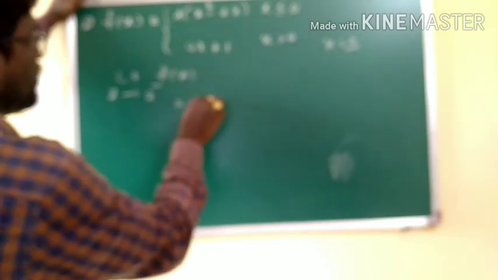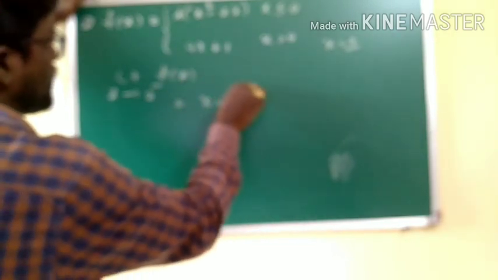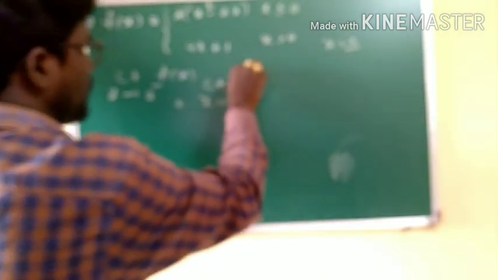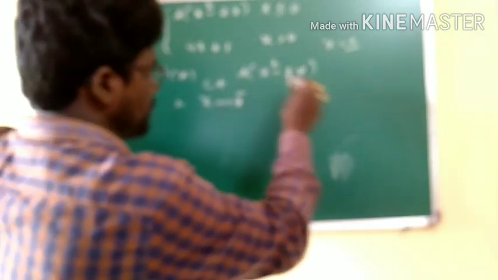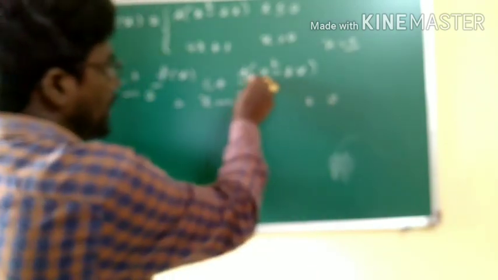Continuous at x equal to 0. The left hand limit is the limit as x tends to 0 minus of f of x. For 0 minus, the applicable function is lambda x squared minus 2x. Here there is no undefined case, so we can directly substitute 0, and we get lambda into 0, which is 0.